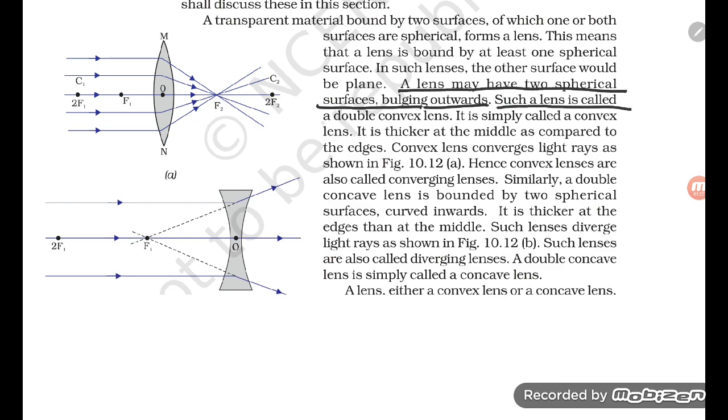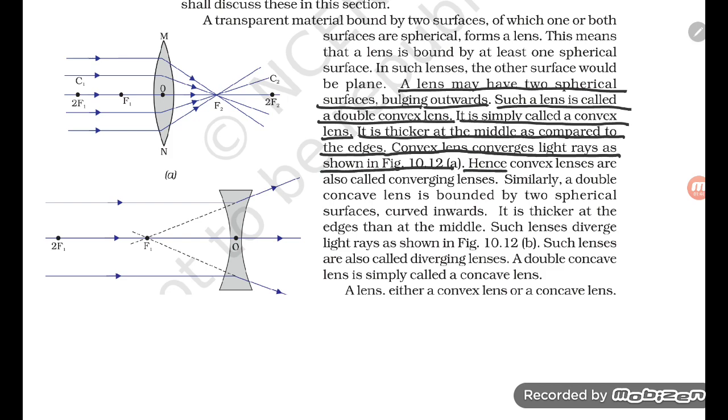Such a lens is called a double convex lens. It is simply called a convex lens. It is thicker at the middle compared to the edge. A convex lens converges light rays as shown in figure 10.12a. Hence, convex lenses are also called converging lenses.